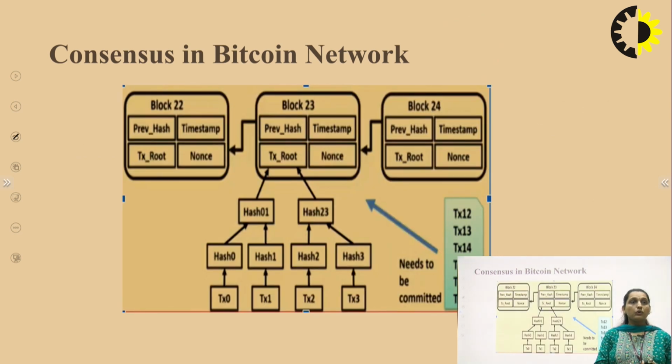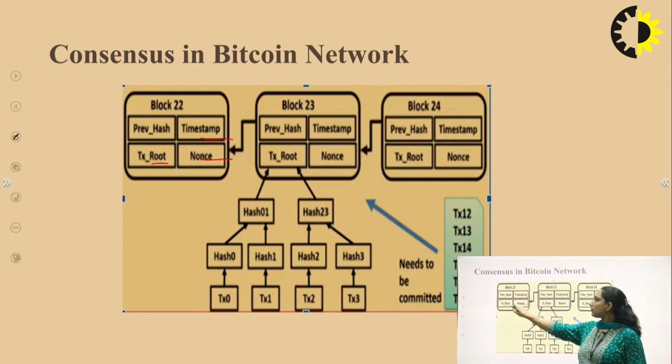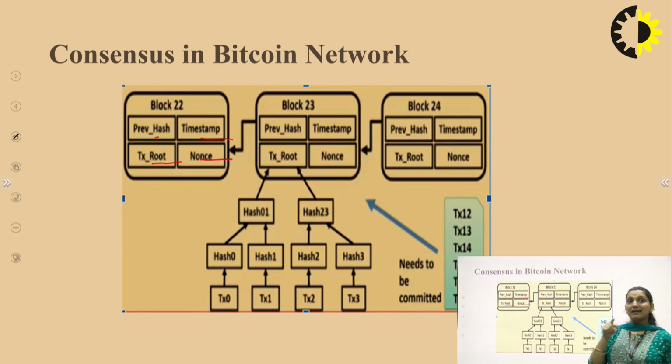Then I will show you a scenario with this block: timestamp, nonce, transaction root, previous hash. They are interlinked by a hash value, like a linked list. All these hash values will have a transaction. If the transaction is committed and added to a block, then that block has to be committed and added to a chain, the chain of blocks that we have.